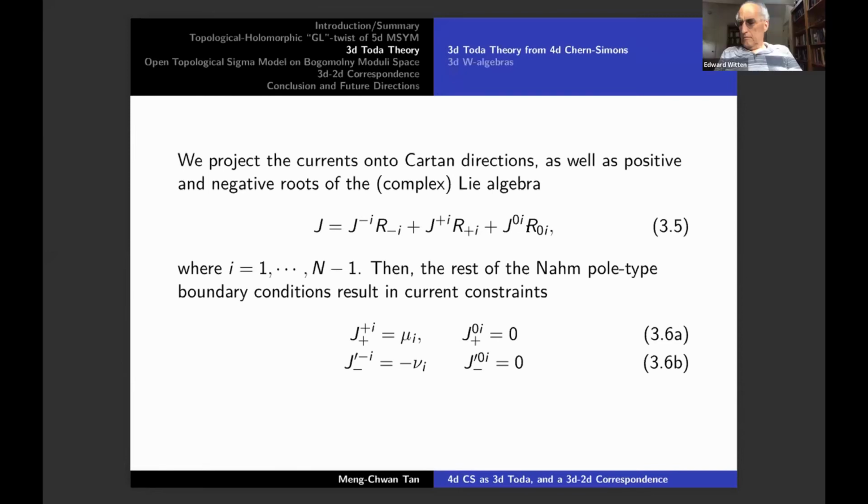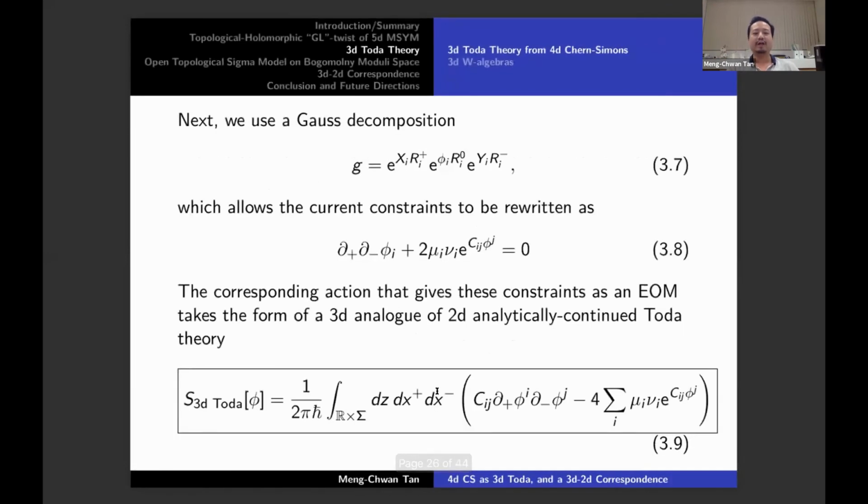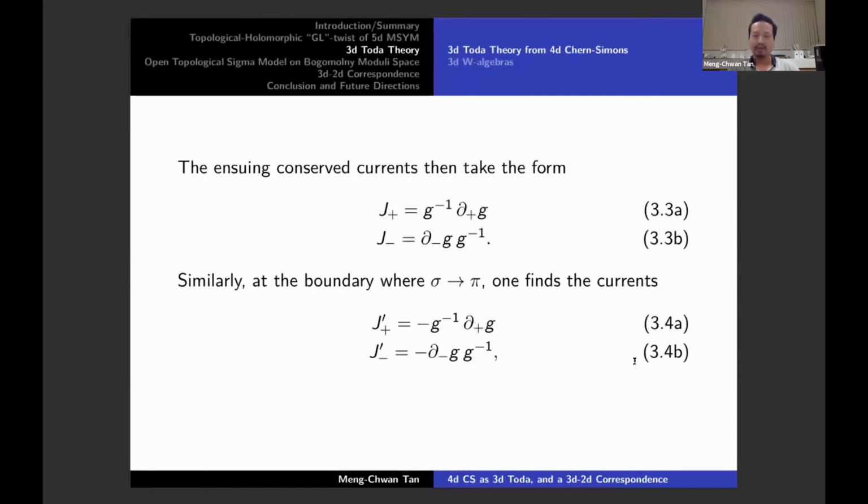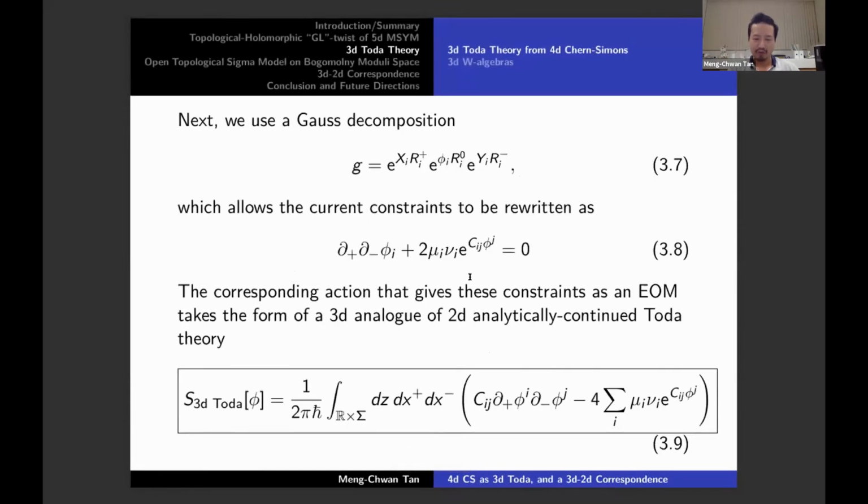Okay, and then if you add in the rest of the Nampo boundary conditions, we get these conditions on the fields here. And so you can see that the mu's and the V's come in, because the T plus and T minus matrices contain the mu's, and the T minus matrix contains the V. So you get these things here. And next we can use a Gauss decomposition of the G field in this manner, which then, if you substitute this G into the expressions for J, which contains the G's here, you would get this constraint.